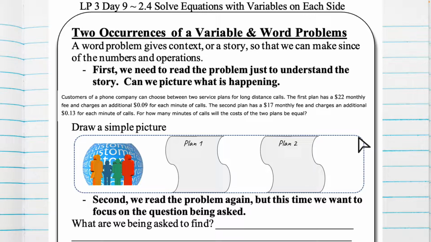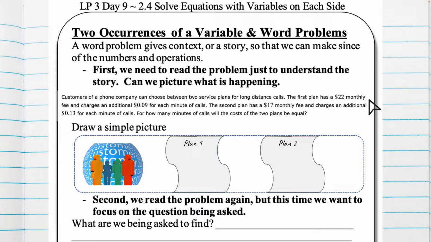So my second read, I'm going to read the problem again, but this time I want to focus on what am I being asked to find? What is the question? So again, customers of a phone company can choose between 2 service plans for long distance calls. So we already did that one down here. The first plan has a $22 monthly fee and charges 9 cents per minute of calls. The second plan has a $17 monthly fee and charges an additional 13 cents for each minute of calls. For how many minutes of calls will the costs of the 2 plans be equal?